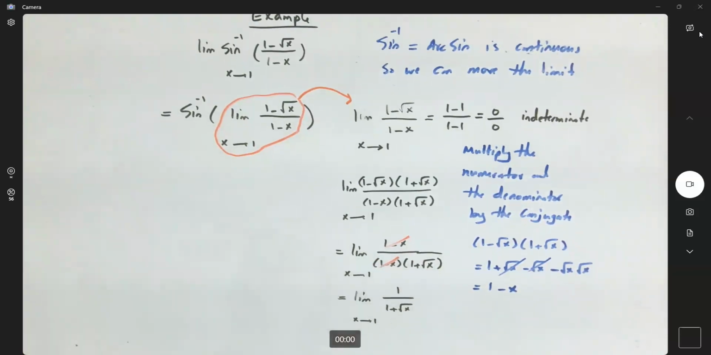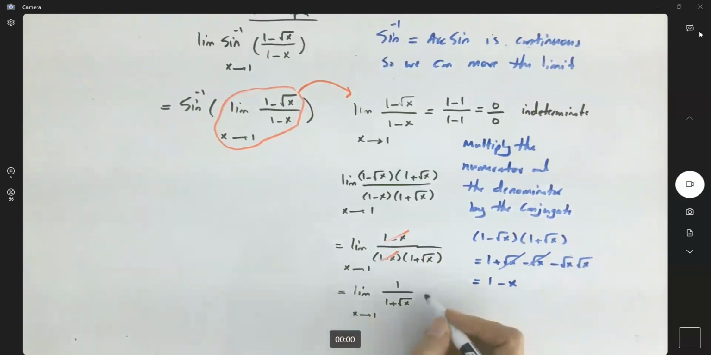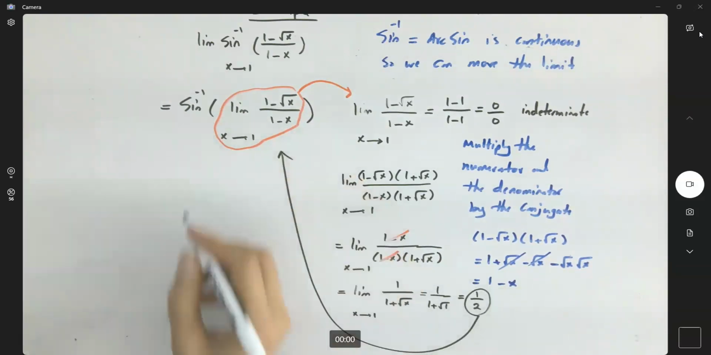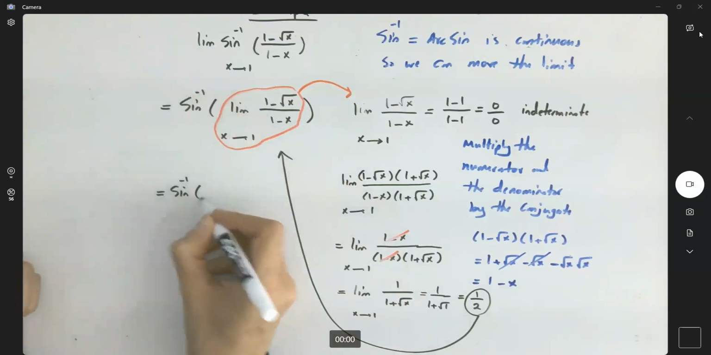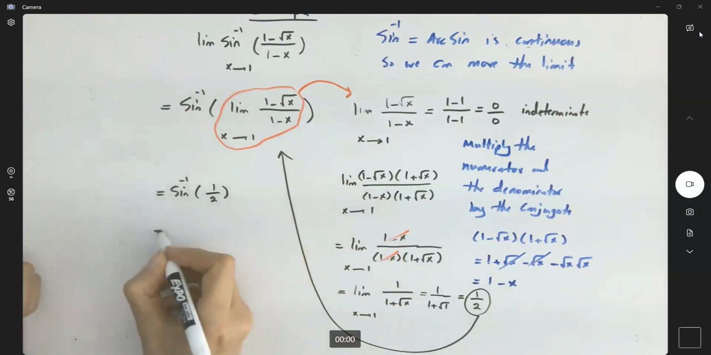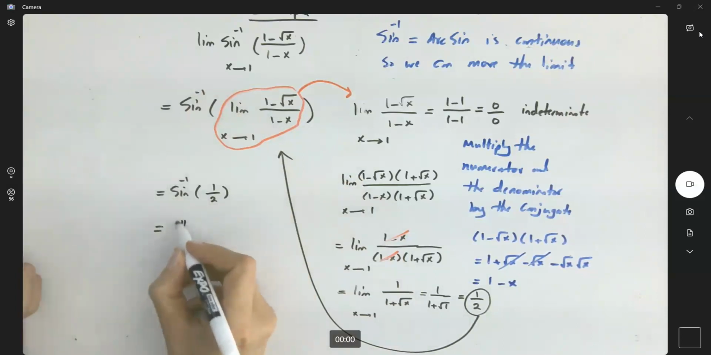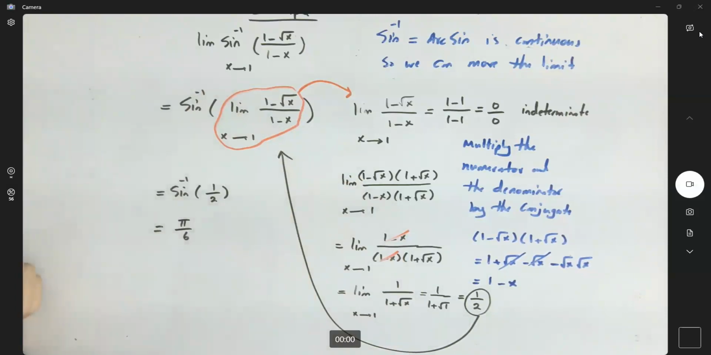Since 1 belongs to the domain of this function, this becomes 1 over 1 plus square root of 1, or a half. We're not done yet. We need to take this one half and substitute it here. So this limit is equal to the arc sine of a half, which is equal to pi over 6. This is our final answer.